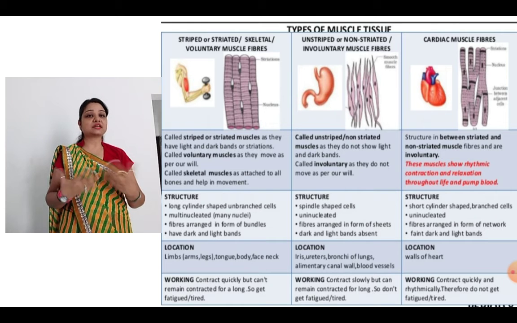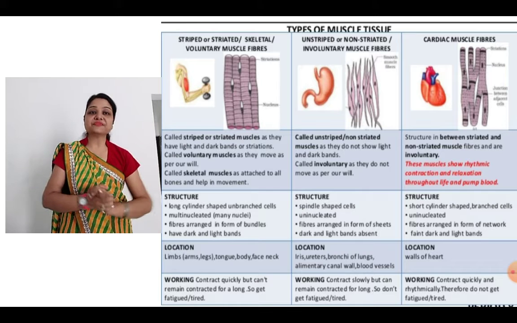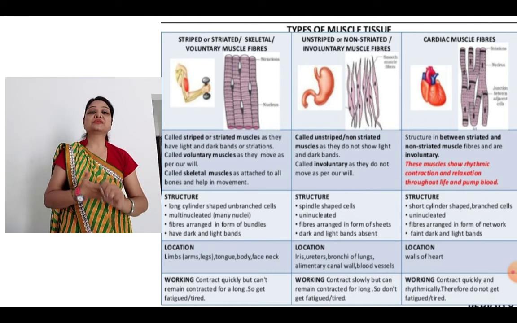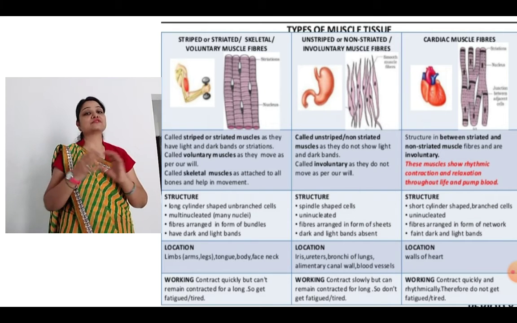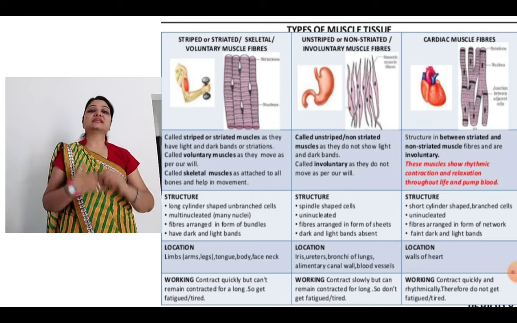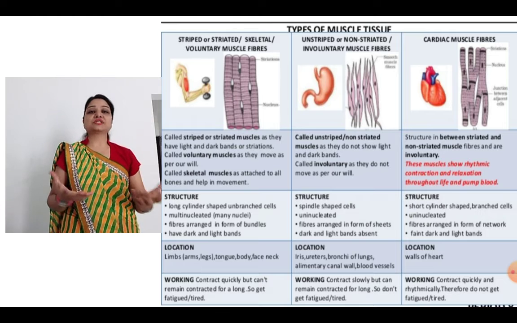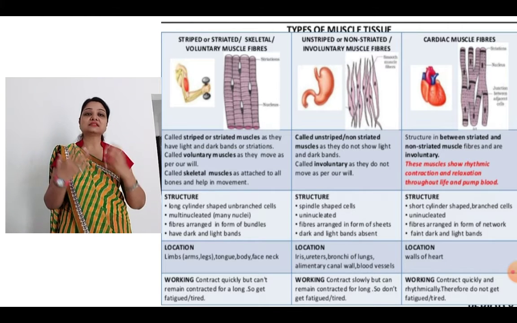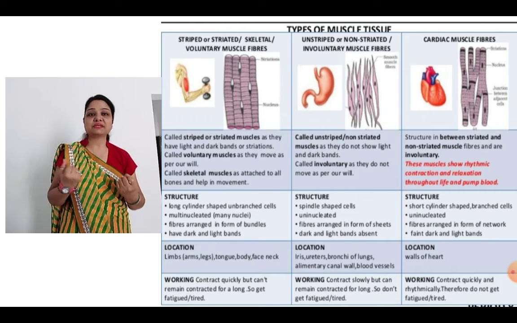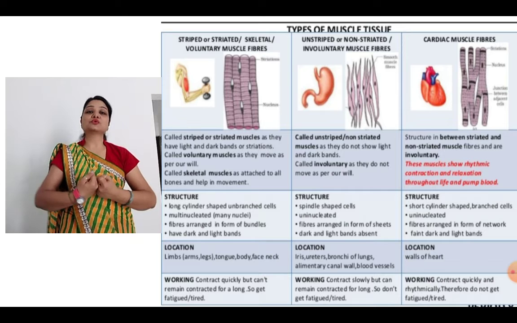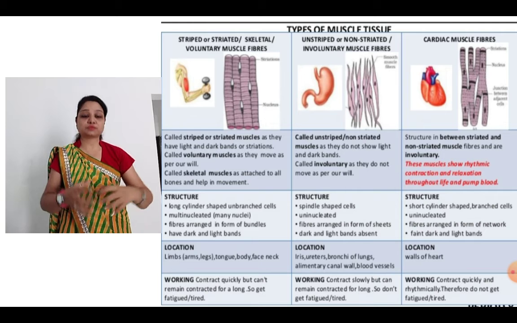The structure, again I would like to repeat: it's cylinder shaped, unbranched cells, and they are multinucleated, meaning many nuclei are there. Then the fibers are arranged in the form of bundles and they have the dark and light bands. See the figure. Location: mainly the limbs, tongue, body, face, neck, most of the places. Working: they contract quickly but they can't remain contracted for long. So they get tired. That's why our limbs get tired if you keep them in one position, right?